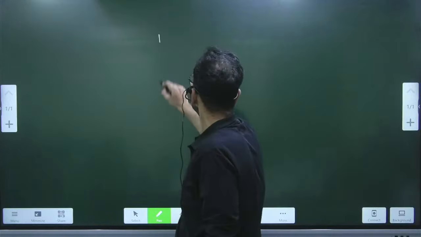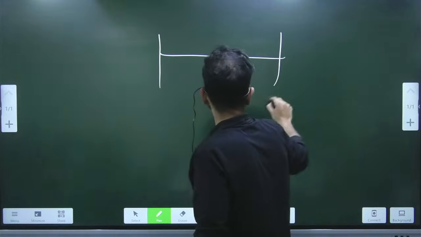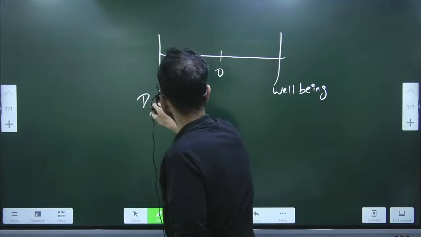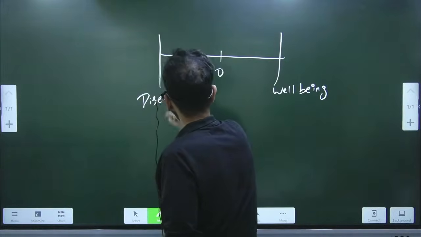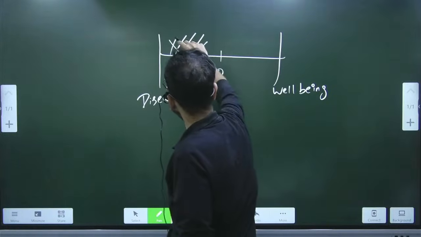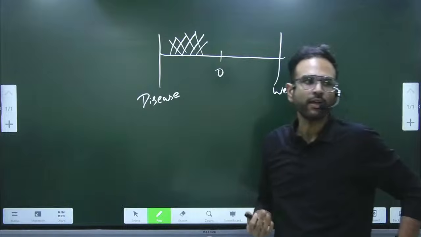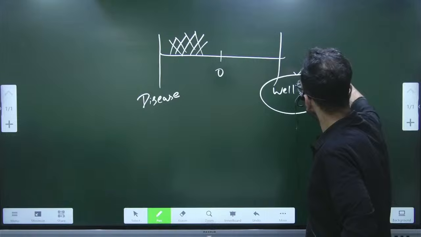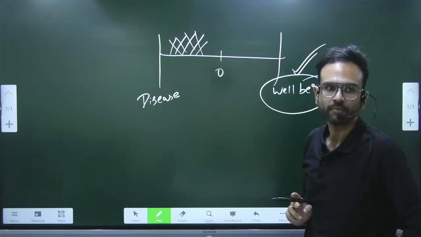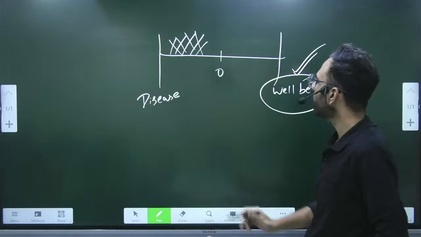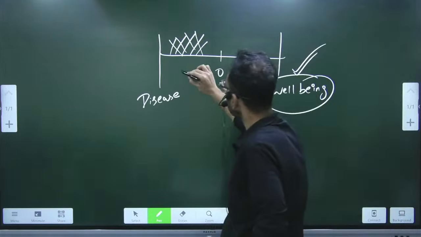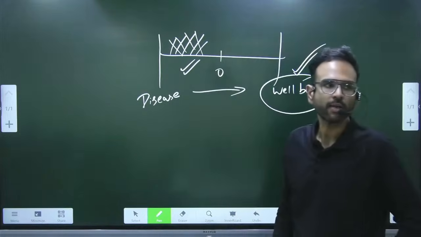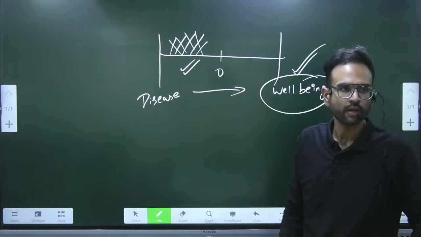If you draw a spectrum, this is neutral. This is well-being. This is disease. So we are dealing in this zone if you're talking about microbial resistance. But the national health policy aims to universalize this well-being. It's a spectrum. Okay? So the policies should address these first and eventually move towards well-being when you're talking about the idea of healthcare. Clear?